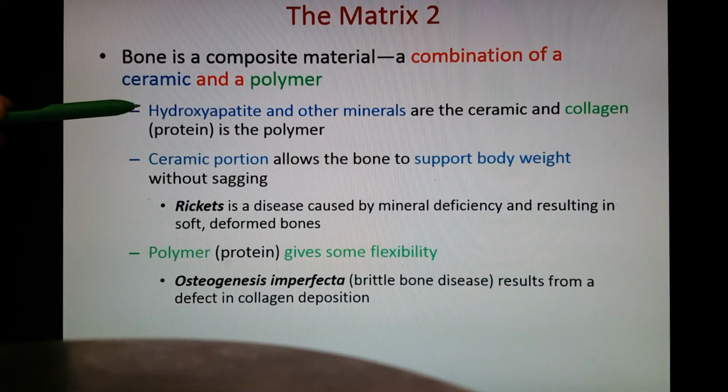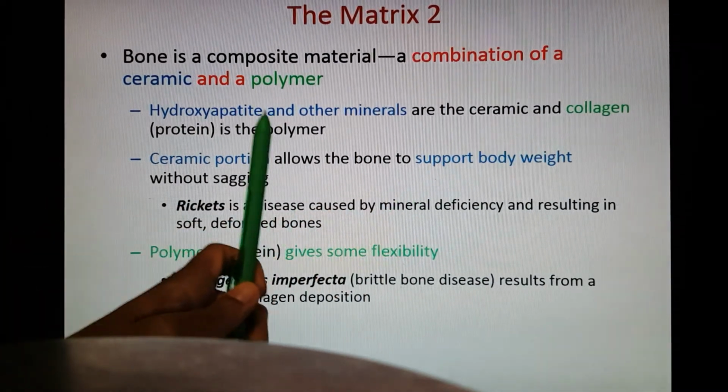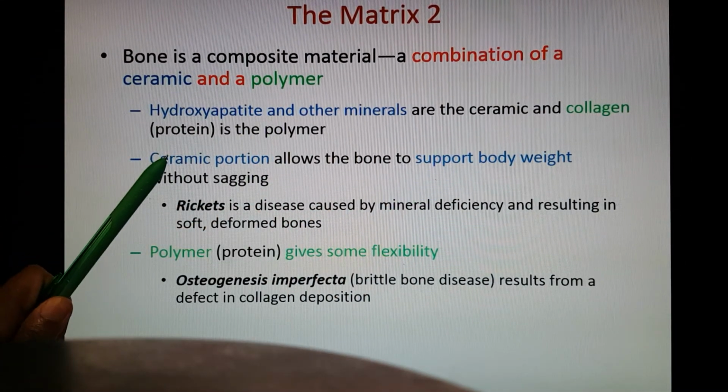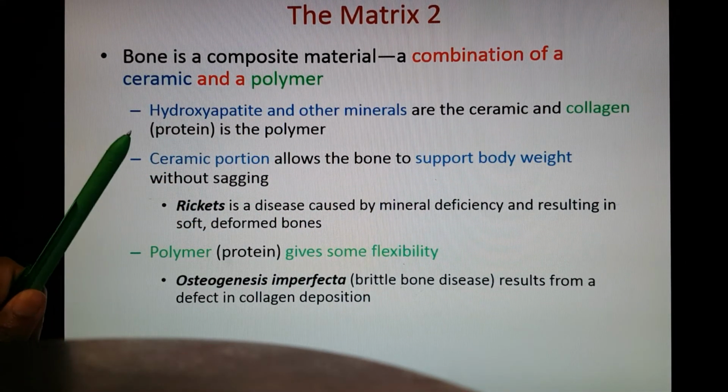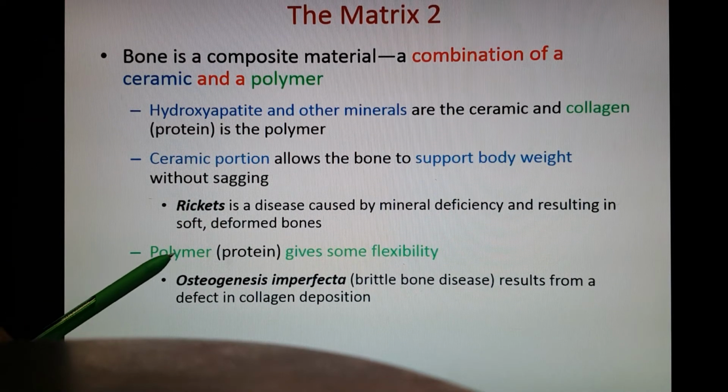So the hydroxyapatite and the minerals are your ceramic portion. The collagen fibers are the polymers. So the ceramic portion helps to support the body weight, so give it strength. The polymer portion gives it the flexibility.